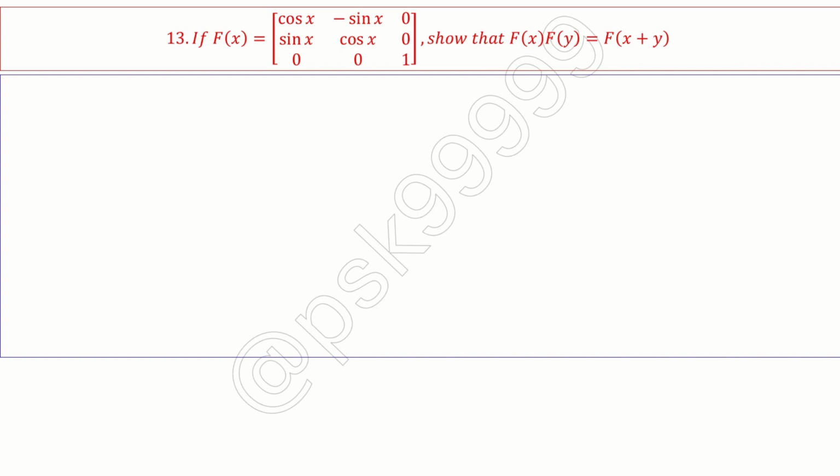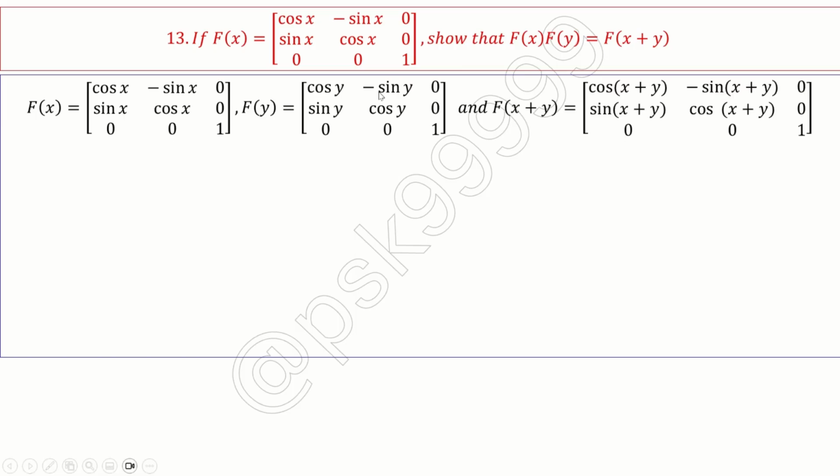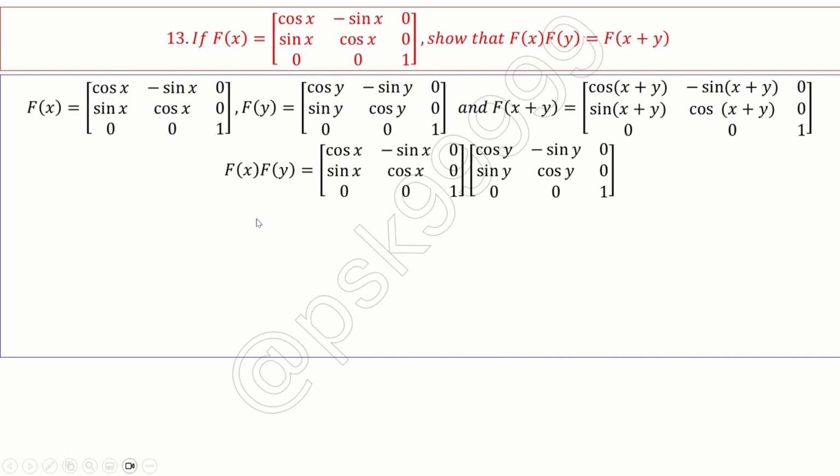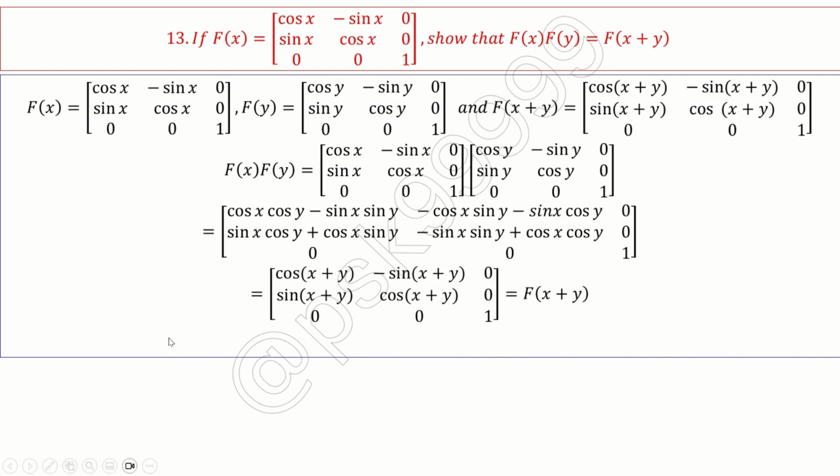Okay, f of x is given, and then f of x into f of y equal to, we have to show this. Okay, this is very simple. Already it is shown that. So you just take first f of x, we already have it given. f of y is nothing but cos y, minus sin y, 0, sin y, cos y, 0, 0, 0, 1. Okay, now f of x plus y is cos of x plus y, minus sin of x plus y, 0, sin of x plus y, cos of x plus y, 0, 0, 0, 1. Now I need to do multiplication of these first two matrices, correct? So multiply them. What I will get is exactly the same as f of x plus y. Okay, so we can say that f of x into f of y equal to f of x plus y for this matrix.